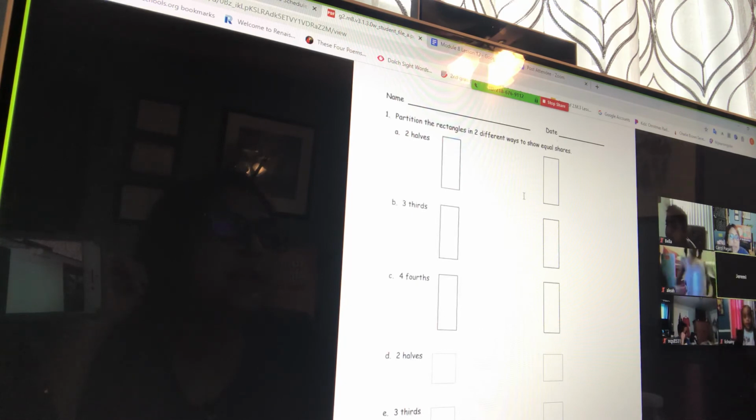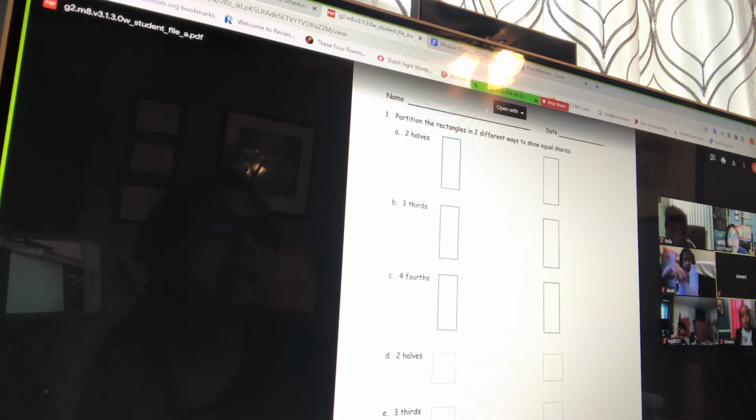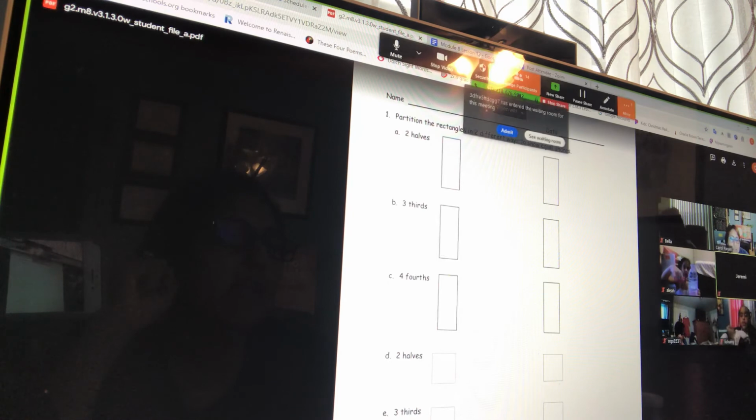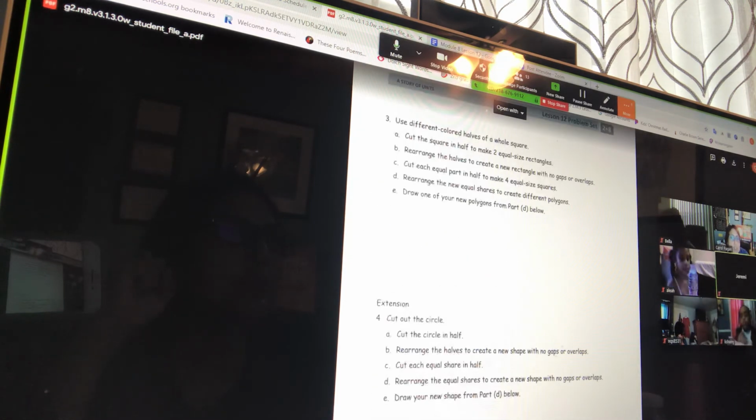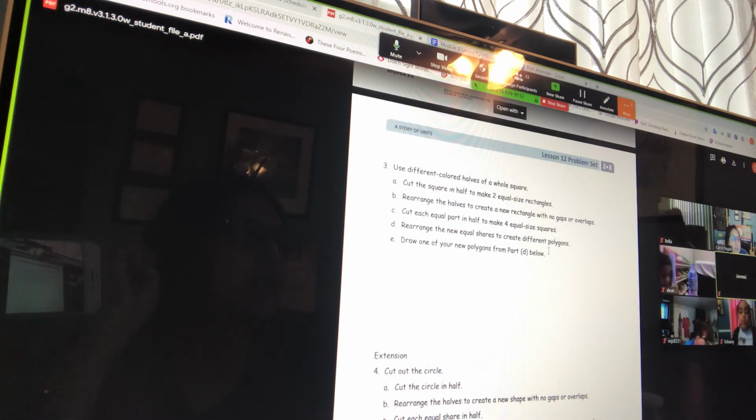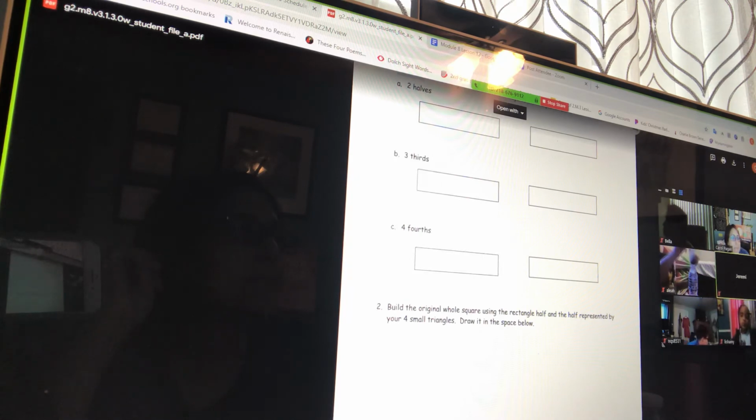Then for page 53, it says partition the rectangles in 2 different ways to show equal shares. You're going to break these 2 to show halves 2 different ways. These in thirds to show thirds 2 different ways. These 2 into fourths. The same with this one's halves, thirds, and fourths. You are skipping 52 because most of you do not have scissors, okay? Any other questions on the math?